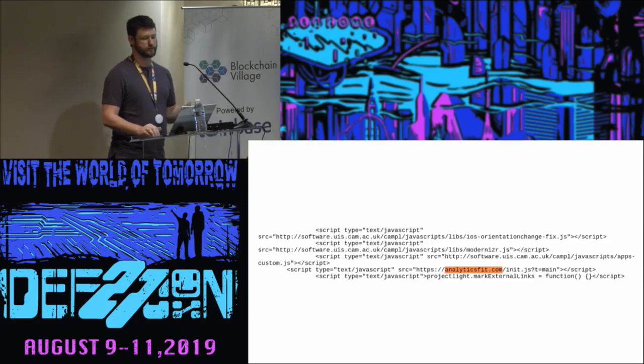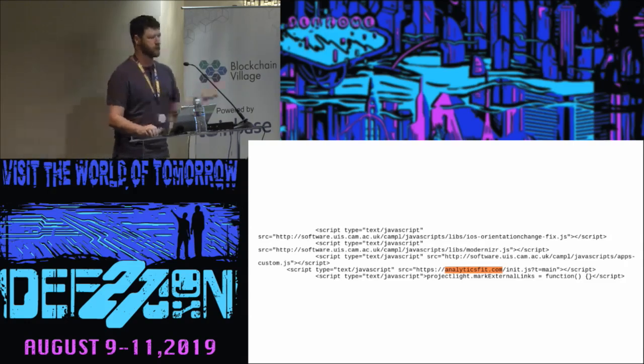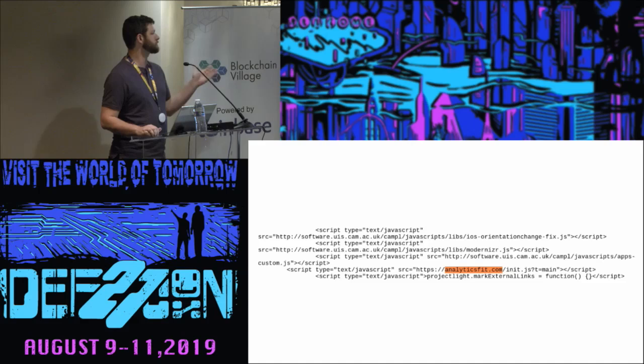So AnalyticsFit is an attacker controlled domain. This one was registered on the 28th of May, so right before the campaign started. It does nothing but host this JavaScript file. It wasn't involved in C2, it wasn't involved in anything else. It's nothing but host this.